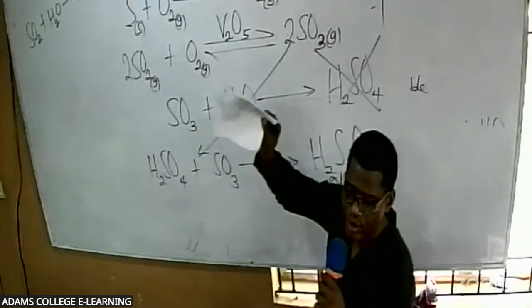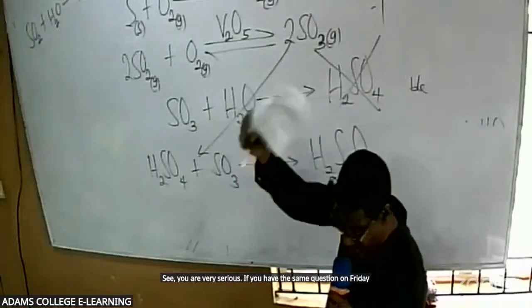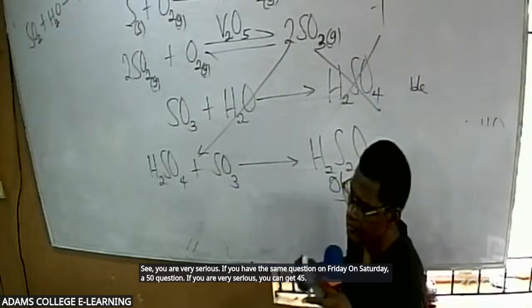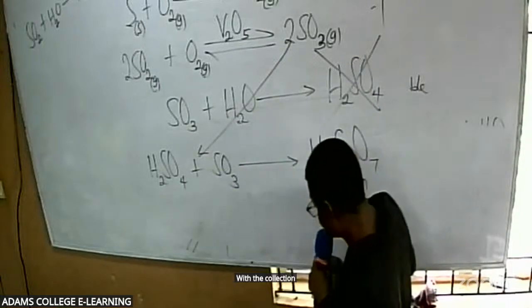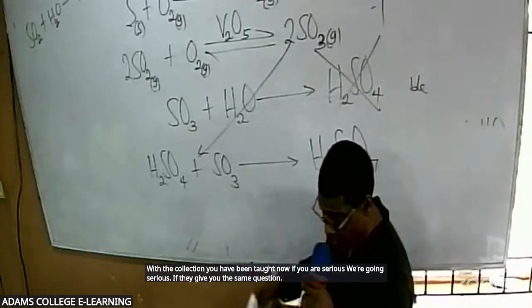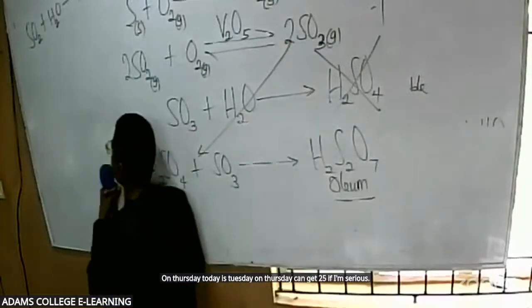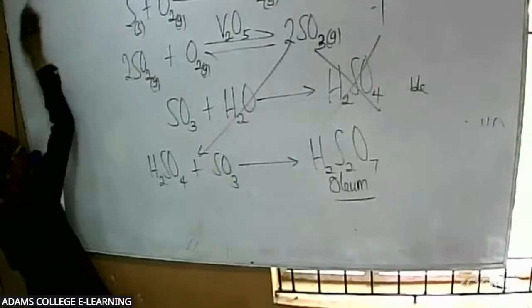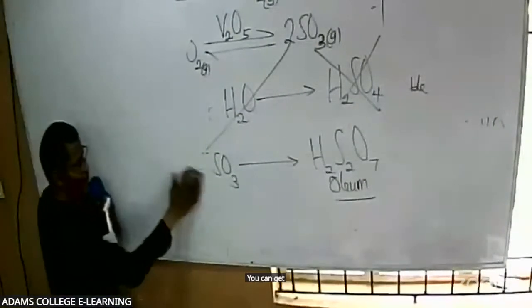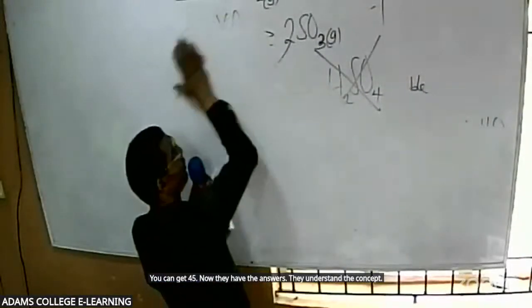See, if you are very serious, if you have the same question on Friday or on Saturday, the 50 questions, you can get 45 with the correction you have been taught now. If you are unserious, if they give you the same question on Thursday, today is Tuesday, you can get 25. But the serious one who doesn't even know chemistry very well, if you give them this question next week, can get 45. Now they have the answers, they understand the concept. Everything is all about attitude.